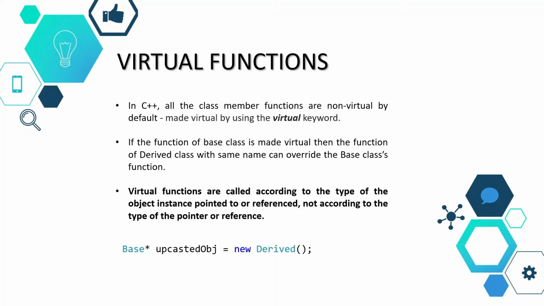In this case, if the declared function is non-virtual, the function from base class would be called as the pointer is of base type, despite the object being of derived type. But if the function is virtual, then the function from derived class would be called. The concept of virtual functions is better understood if we were to see an example. So let's start coding.